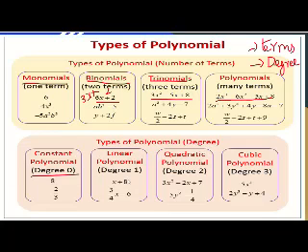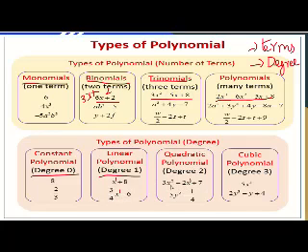When we come to linear polynomial, what is the degree? 1. So you can see over here, what is the variable present over here? x plus 8. What is the degree of the variable? 1, right? So that is called what polynomial? Linear polynomial.